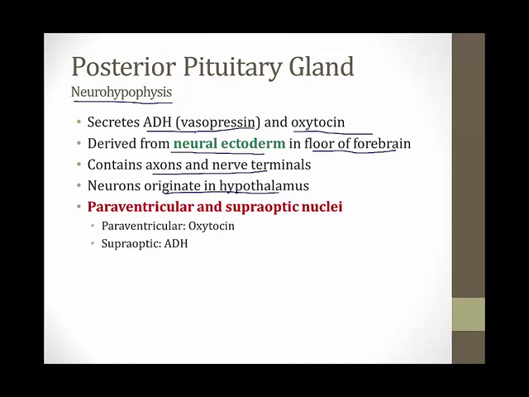The substances are the two hormones ADH and oxytocin. They are synthesized in the hypothalamus and then transferred down to the nerve endings in the posterior pituitary, from which they are released into the bloodstream. There are two types of neurons in the hypothalamus that make the hormones of the posterior pituitary. They are called the paraventricular and the supraoptic nuclei. The paraventricular nuclei make oxytocin, and the supraoptic nuclei make antidiuretic hormone.